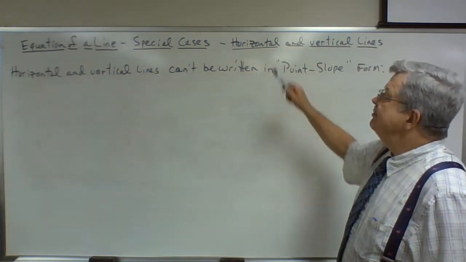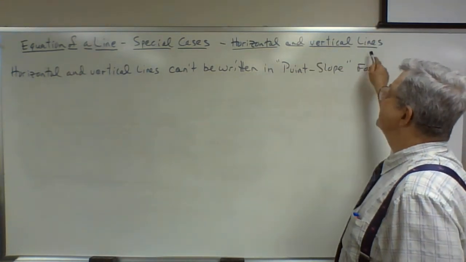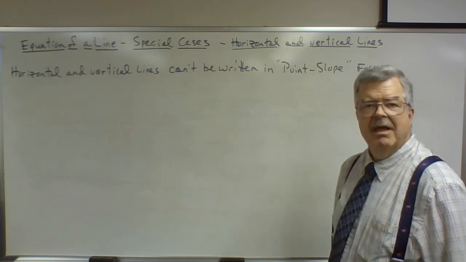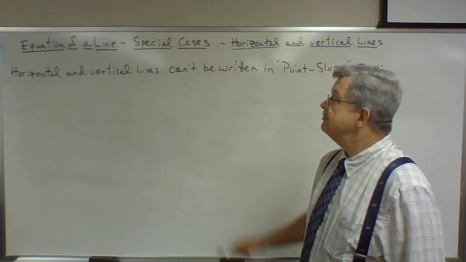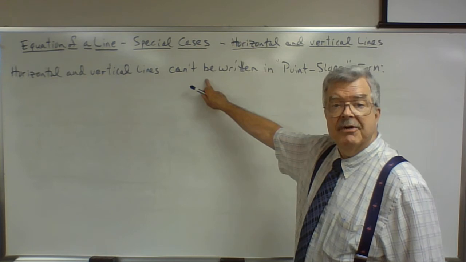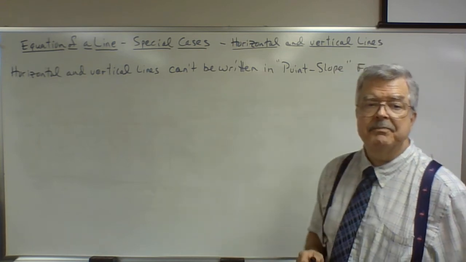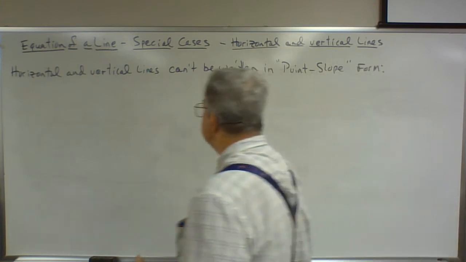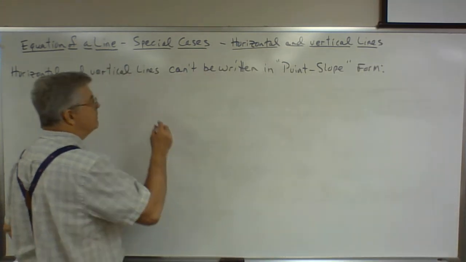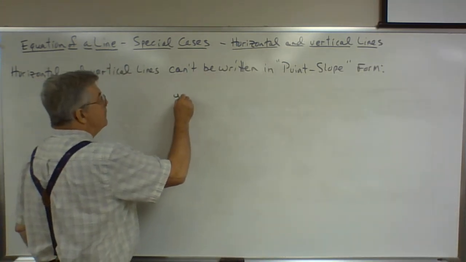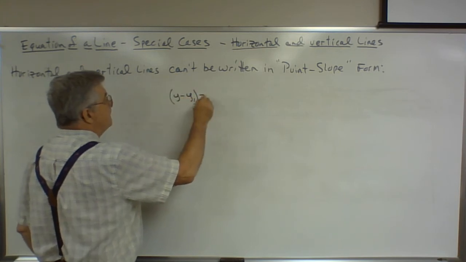Equation of a line, special cases: horizontal and vertical lines. Here's the bad news. Horizontal and vertical lines can't be written in point slope form. Think about it. Suppose, for example, that we had a vertical line and we want to write it in this form.